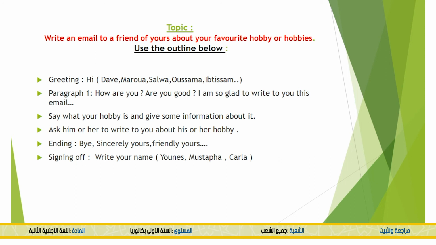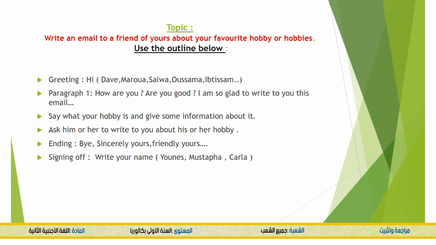But please, have a look at this outline. First, start with the greeting. You say, hi Dave. Email is informal. You are writing it to your friend, informal, as opposed to formal, right? Hi, Dave, Marwa, for example, Salwa, Usama, Btisam. You write the name of your friend. In paragraph 1, you say, how are you? Are you good? I am so glad to write to you this email. This is like introducing ideas and preparing your reader, your friend, to what is to come.